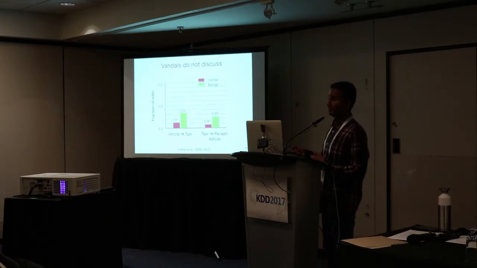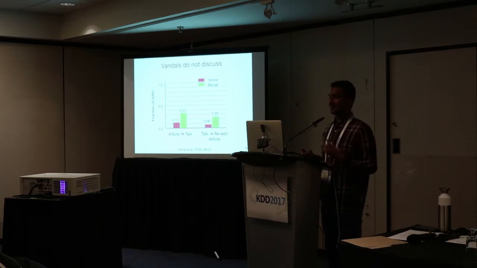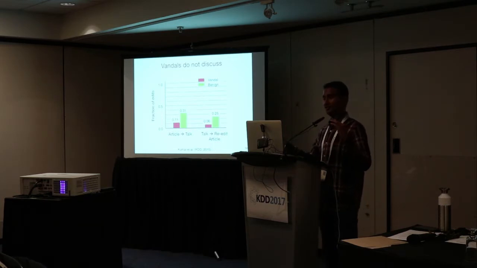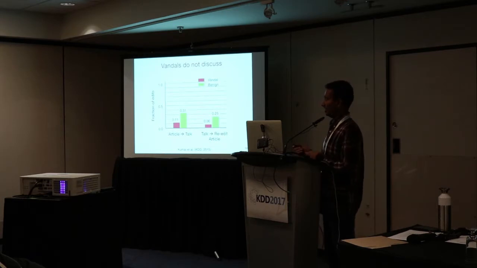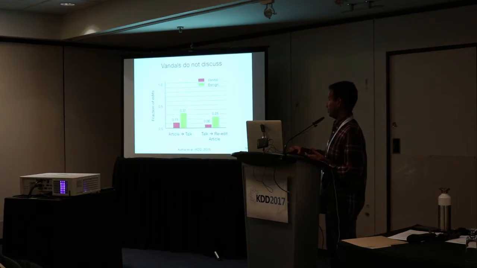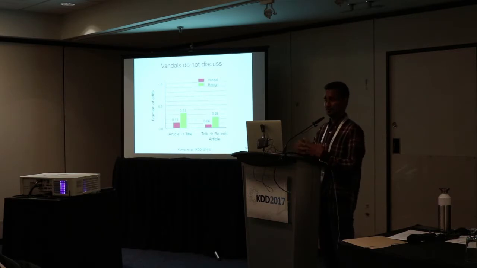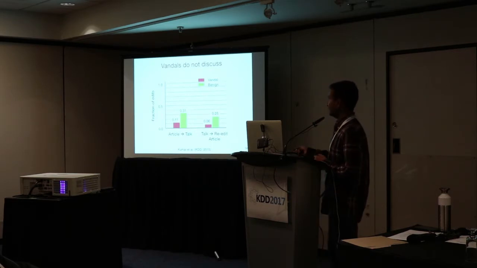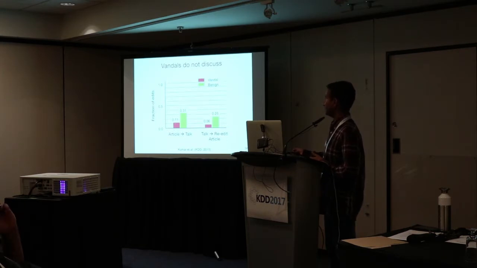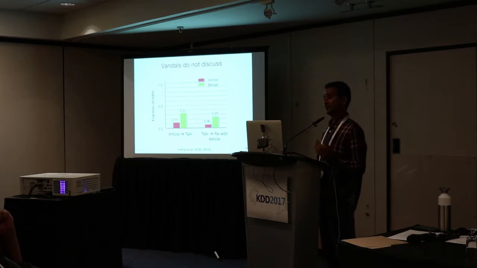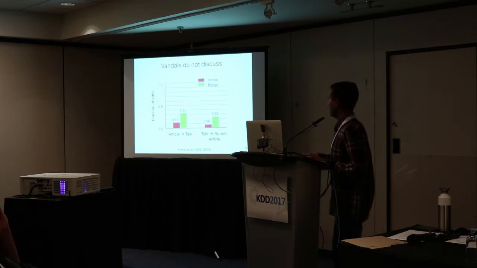Looking at whether vandals even discuss these articles, or they're just going to these different article pages and randomly editing, to study this, we look at how many times a vandal editor or a benign editor edits an article page and then goes to its talk page to edit it, essentially showing that the editor is involved very much in discussing this particular article. What we see is that only 11% of the vandals do this, while 31% of benign users are actually doing that.